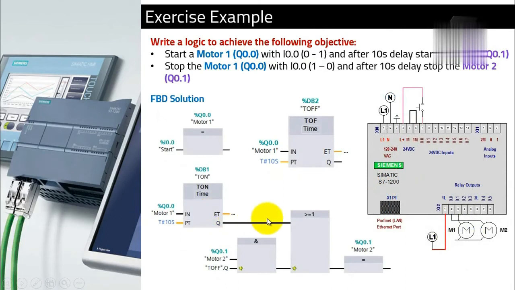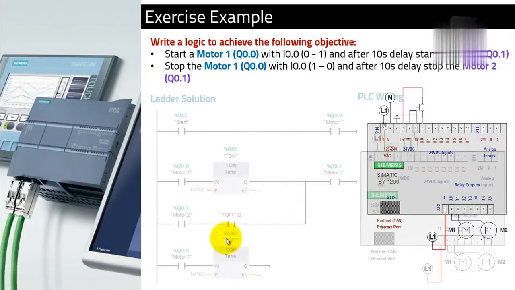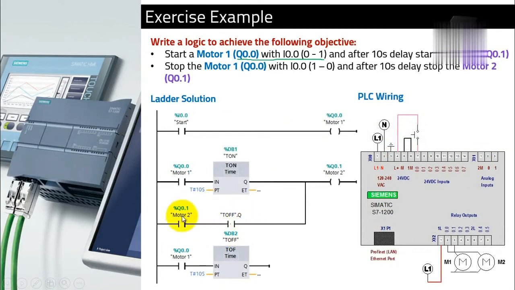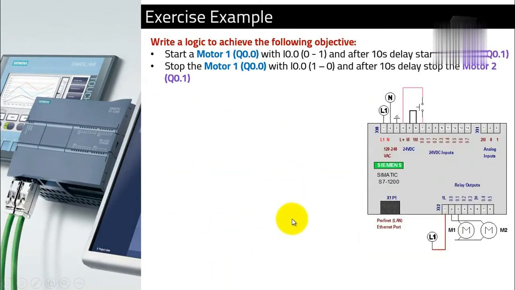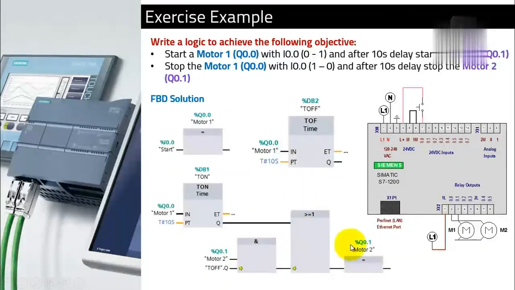So you see here, this is an OR gate. It's an OR operation with 2 bits which are in AND, motor 2 Q0.1 and T off.Q. This part is here. Okay, this is an AND operation which is going to motor 2. So this is having 2 outputs coming from this logic and coming from this logic. So this is your solution in FBD.